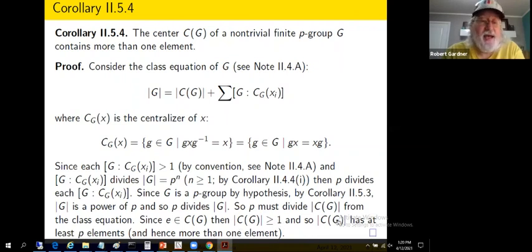Well, then that thing has to have at least P elements in it. In fact, it must have a multiple of P elements in it. We were just trying to show it's got more than one element in it. It does. It's got more than the identity in it. If P is 2, then it has a second element. If P is 3, it's got 2 additional elements at least. But that guarantees us that there's something else in there, even when P equals 2. And there's your center contains more than one element.